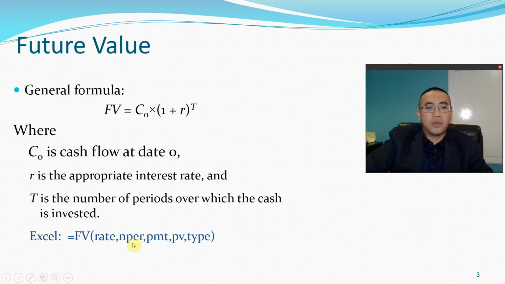And if you use Excel to do it, which you will do in your second project, you've got to solve a lot of time value of money problems using Excel formulas. So this is the formula for future value. After you type in FV, you have to first type in the interest rate and then the number of years, and then payment, here it is 0. Also present value, how much money you have today, and type defines the payment.